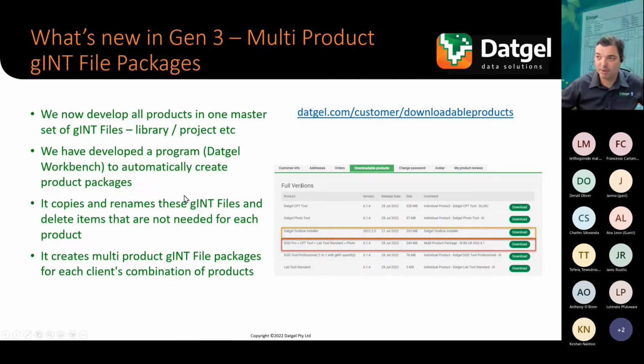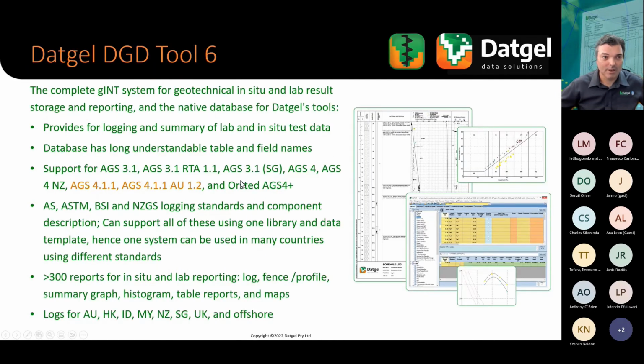So if you have any questions as we go, you can type it into the Q&A, and I will answer them at the end. Okay, so topic 1 was what's in Generation 3. Topic 2 of my talk is DGD Tool version 6. So in general, we're talking about what is the DGD tool as well as what's new in the DGD tool in this section.